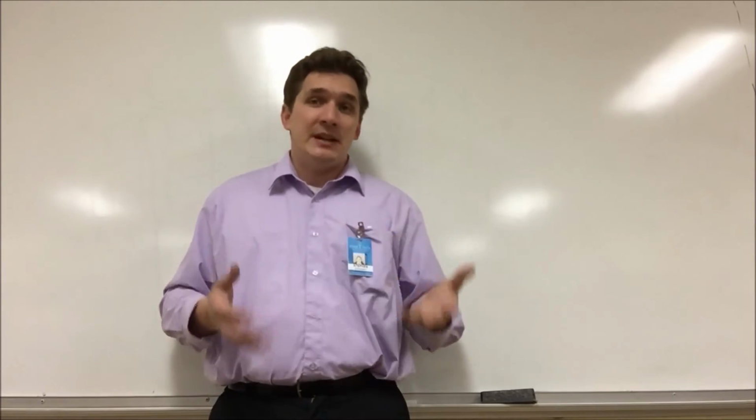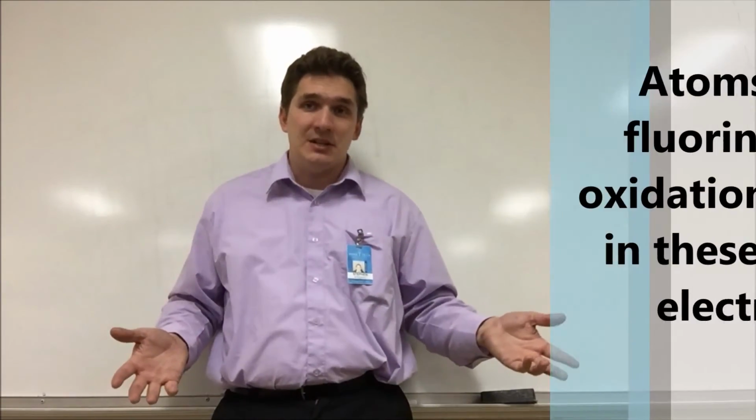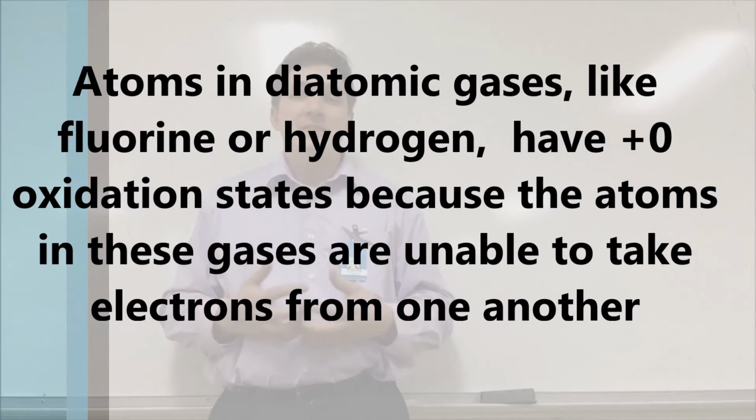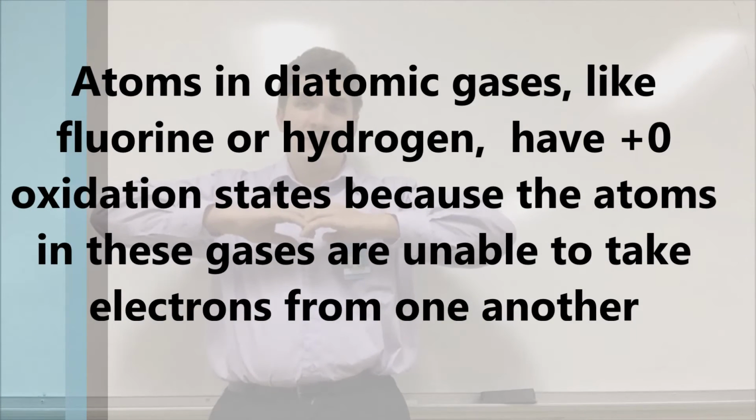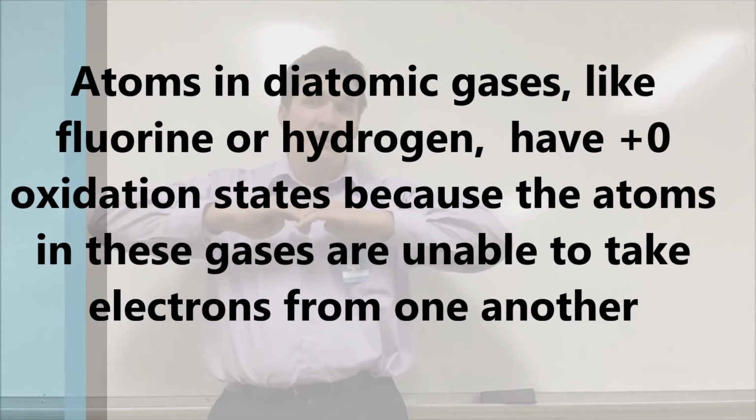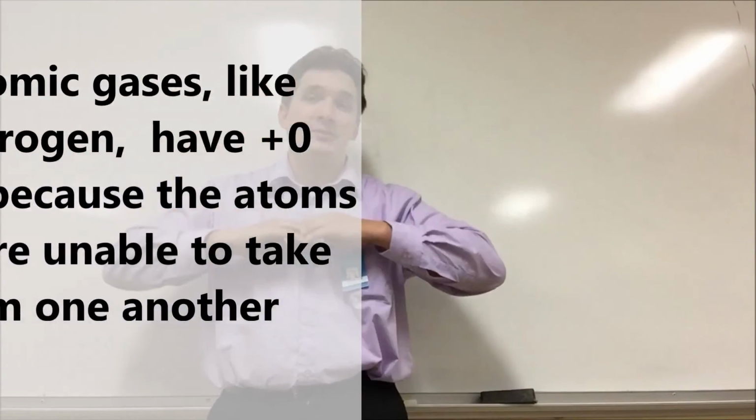So what are some other rules we have to consider? Well, if you have diatomic gases, they have a 0 oxidation state. The reason behind this is that if you have 2 elements pulling on electrons and they're equally strong, equally electronegative, there's no way one can take an electron from the other. So we end up with 0 oxidation states.